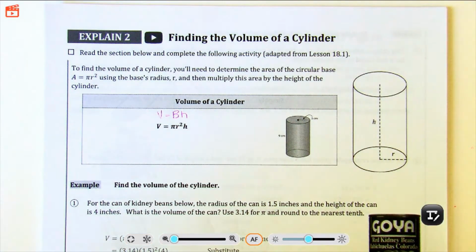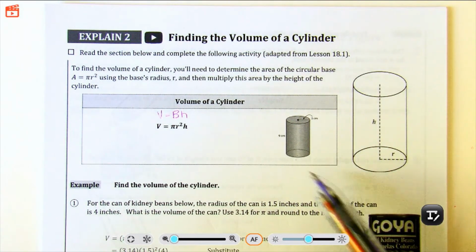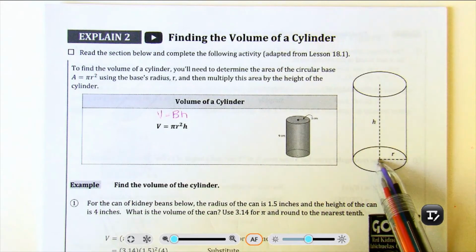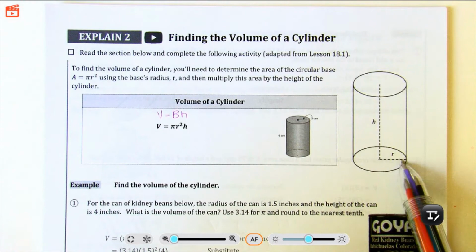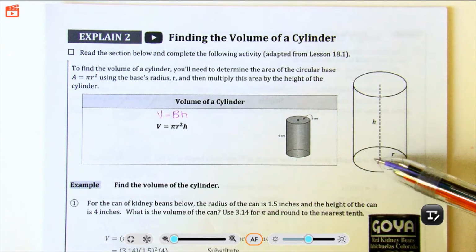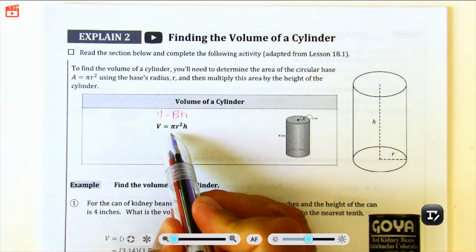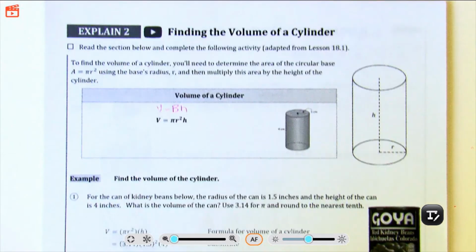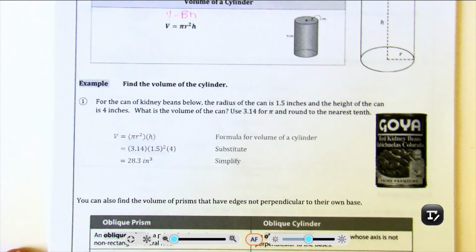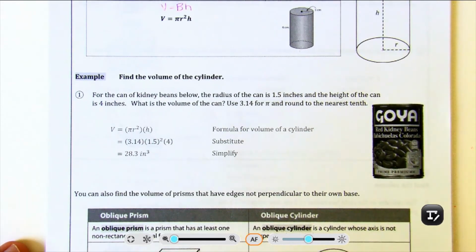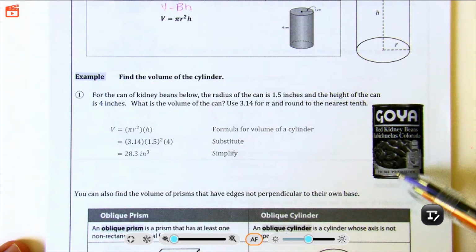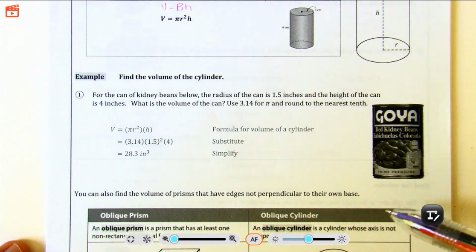Now, all we need to find the volume of a cylinder is the radius. Now remember, the radius is the distance from the center of a circle to the end point of a circle, and the height of the object. Now, having all those things, we could find the volume, and also we're going to be using 3.14 for pi. So let's look at the first example that they give us, which is about this can of beans. They want us to find the volume.